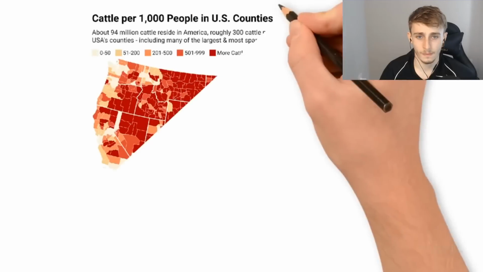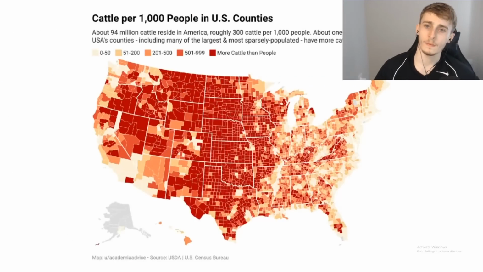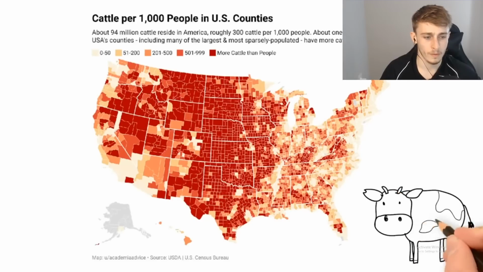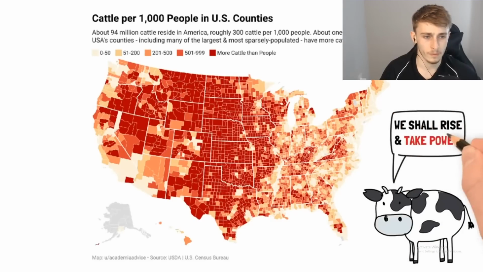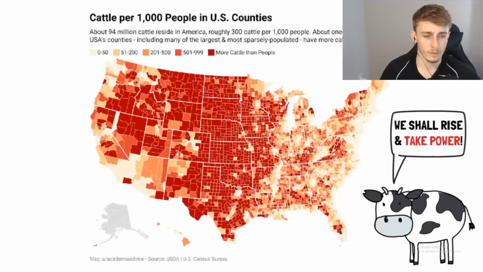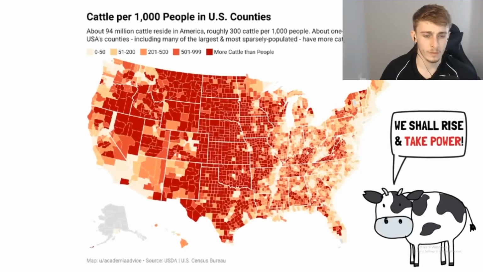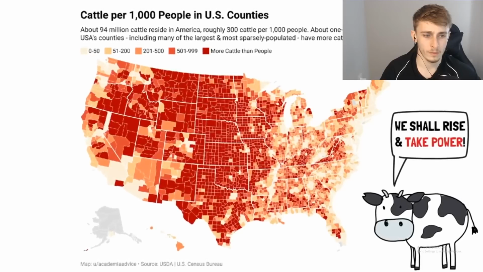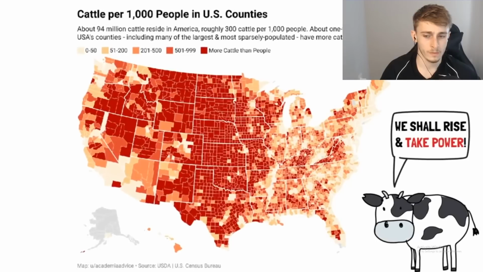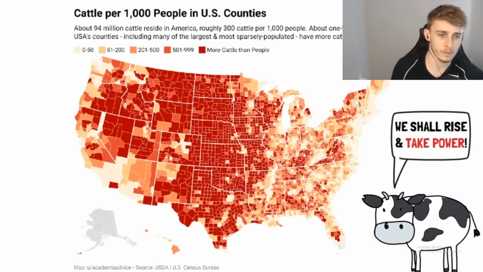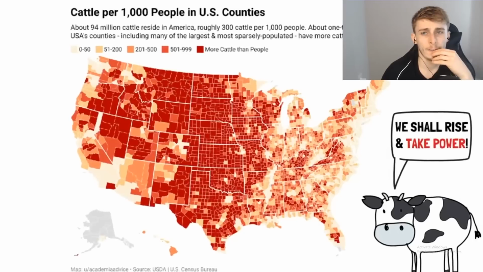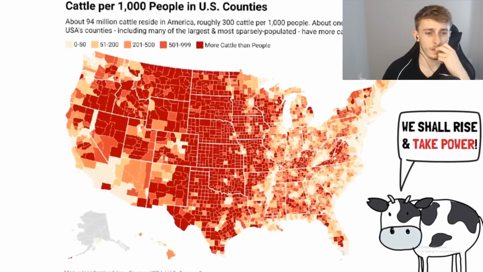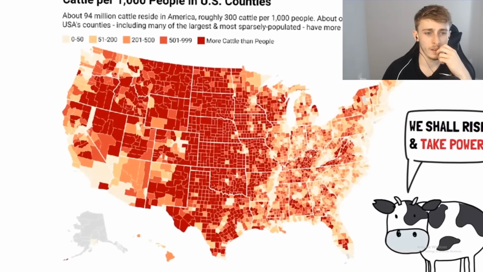The next map shows us the amount of cattle per 1,000 people in each county. The legend is above, and what instantly calls our attention is the fact that in the counties displayed in red, there are more cows than people. Now, many of these are counties with low population, so we don't need many cows to overcome them, but still, many highly populated counties are also able to have more cattle than people. Countrywide, there are 94 million heads of cattle versus 323 million people, so each cow would still have to take down 3.5 humans in order for them to take power.